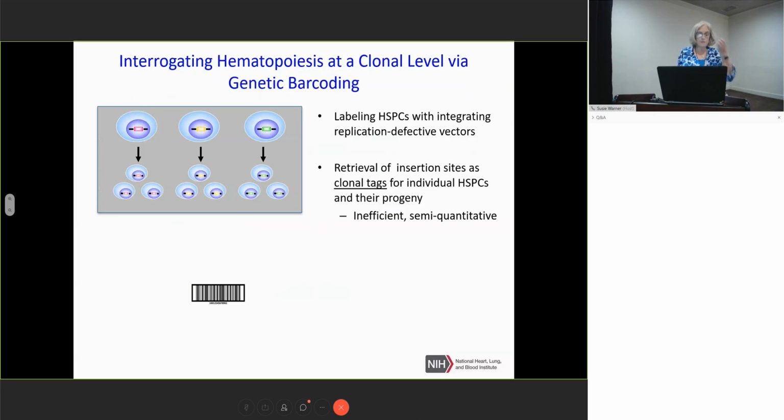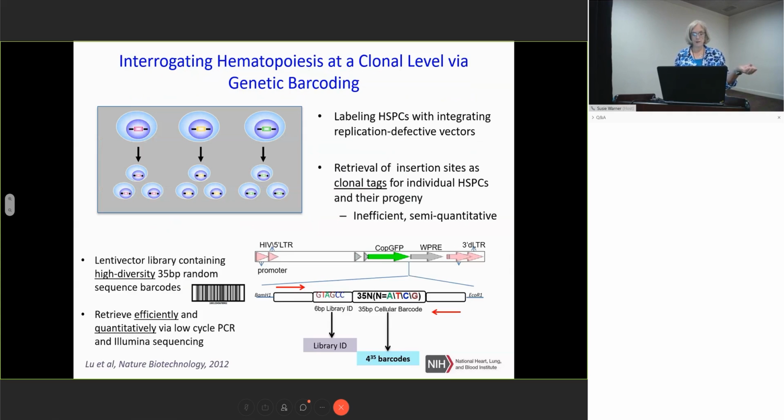So we focused on using genetic barcoding to label individual HSPCs with integrating replication-defective vectors. Originally this was done with murine Moloney leukemia viruses that have been gutted, but now all of our work is done with lentiviral vectors, so HIV-based or SIV-based vectors that have been gutted and contain genes of interest or are clonal tags. We can retrieve insertion sites as clonal tags, and that's been done extensively in human gene therapy trials, but that is pretty inefficient and not very quantitative.